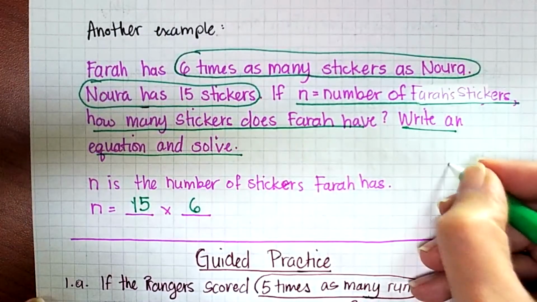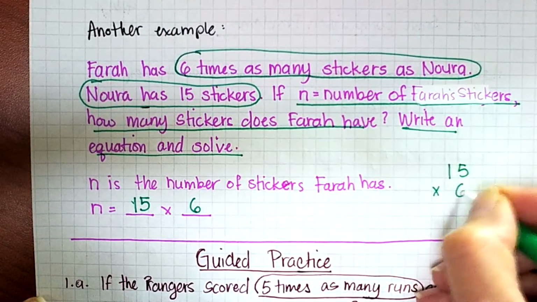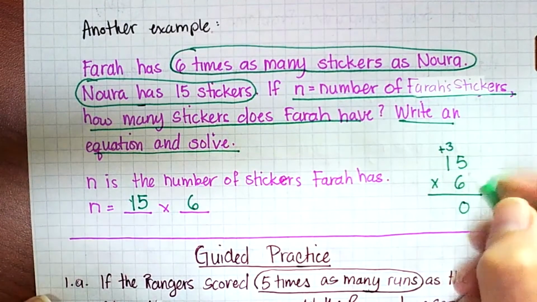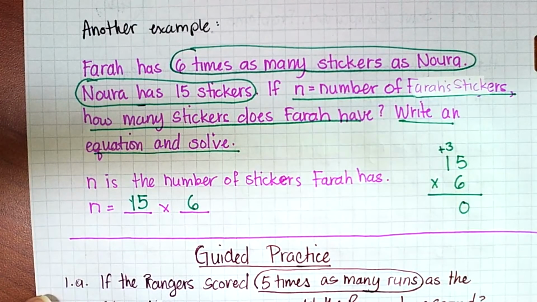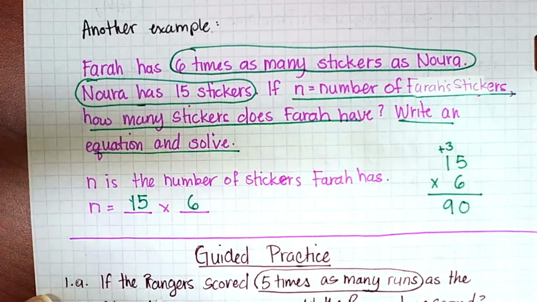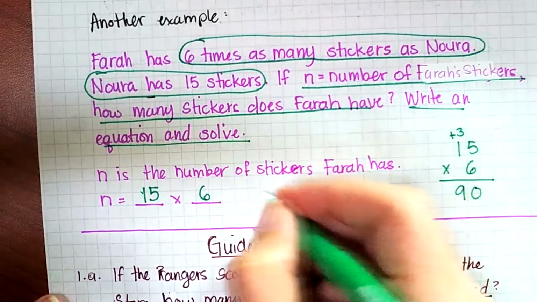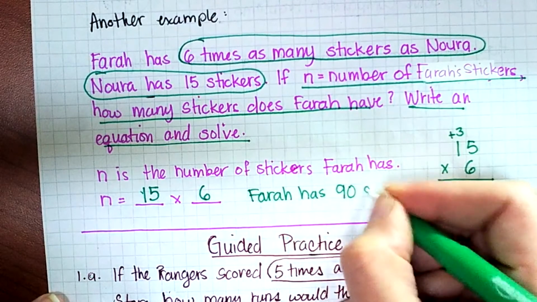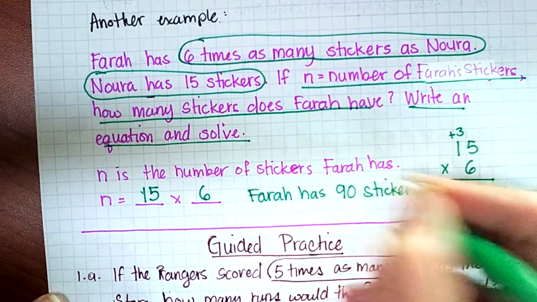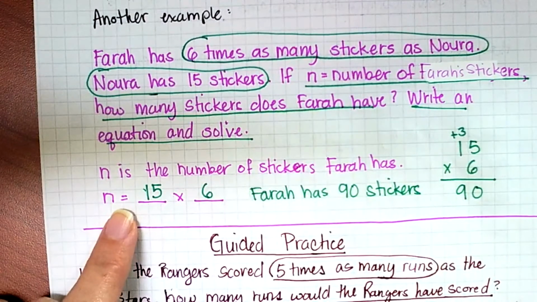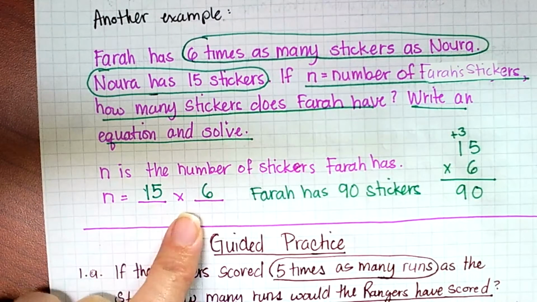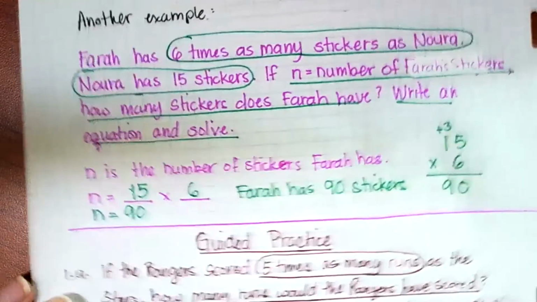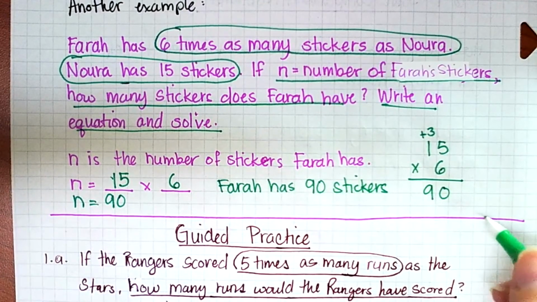So I can stack it over here and multiply to find my answer. 5 times 6 is 30, put my 0, carry my 3 up there. 6 times 1 is 6, plus 3 more is 9. So I found out that Farah has 90 stickers. So I wrote my equation, n, the number of stickers, is equal to 15 times 6, and I found out that n is equal to 90 after I stacked and solved.